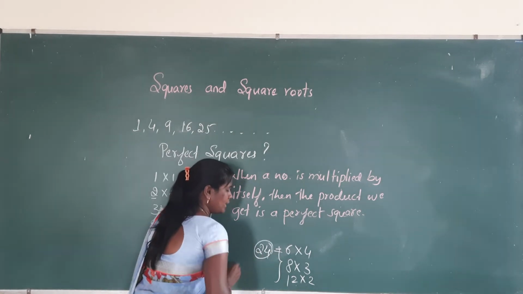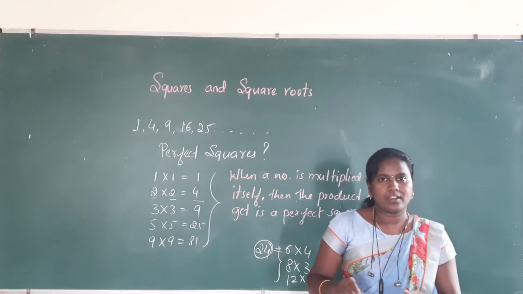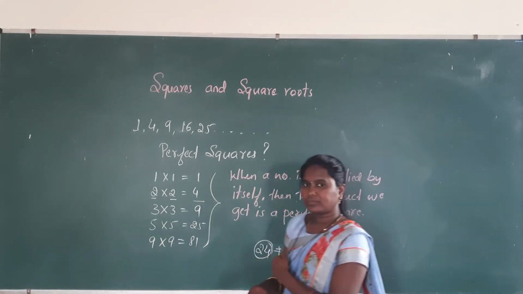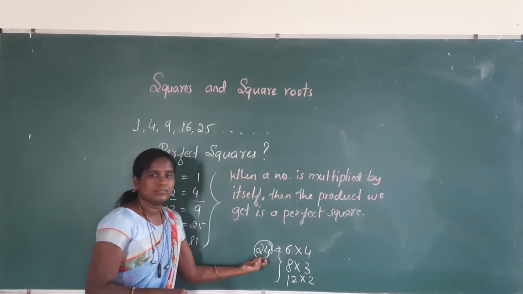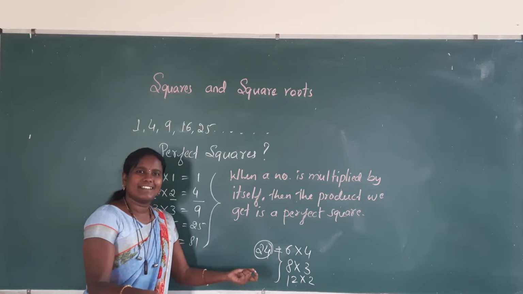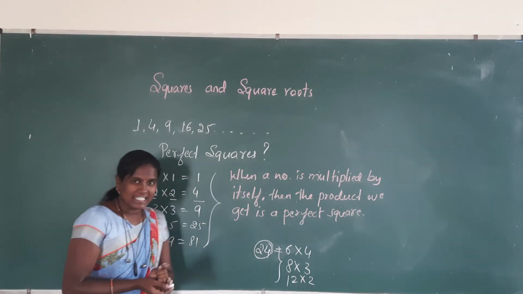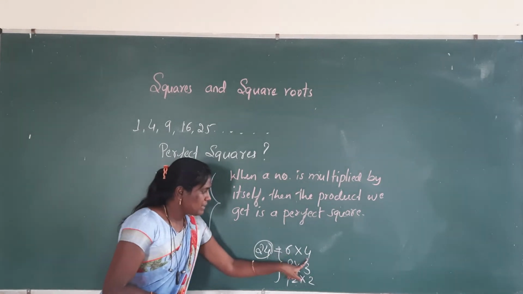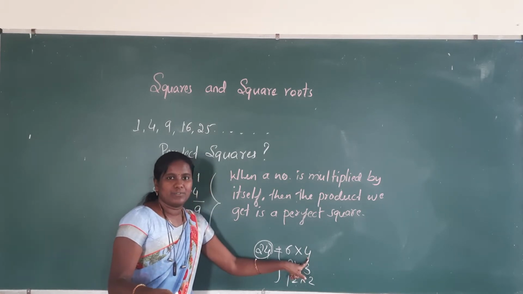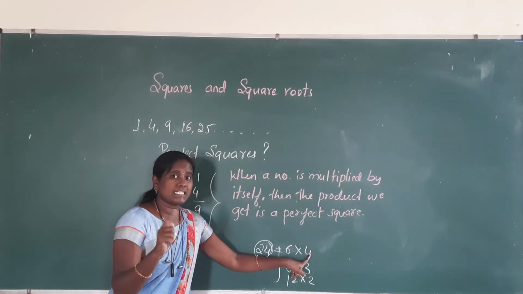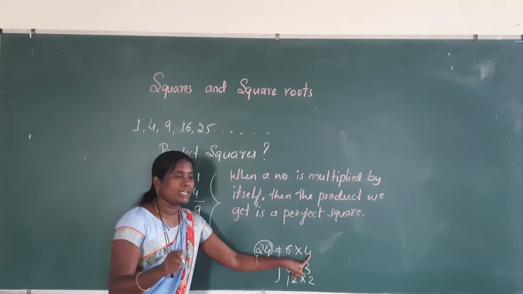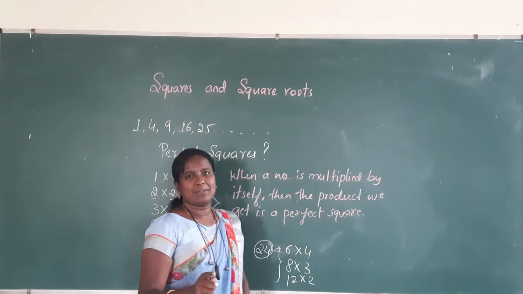Then, do you call this 24 a perfect square? It's not. Why is it not a perfect square? Because the same number is not multiplied by itself. 6 is multiplied by 4, but 6 and 4 are different numbers.